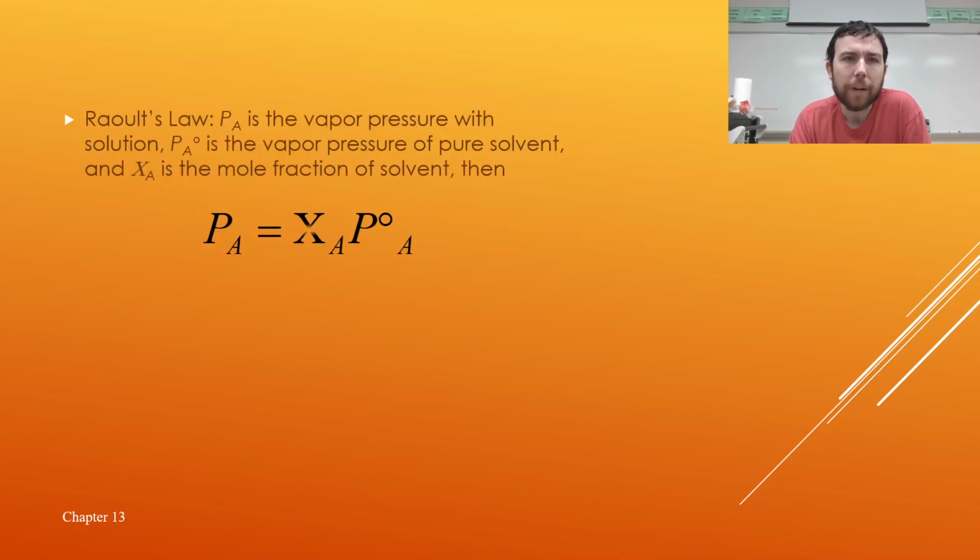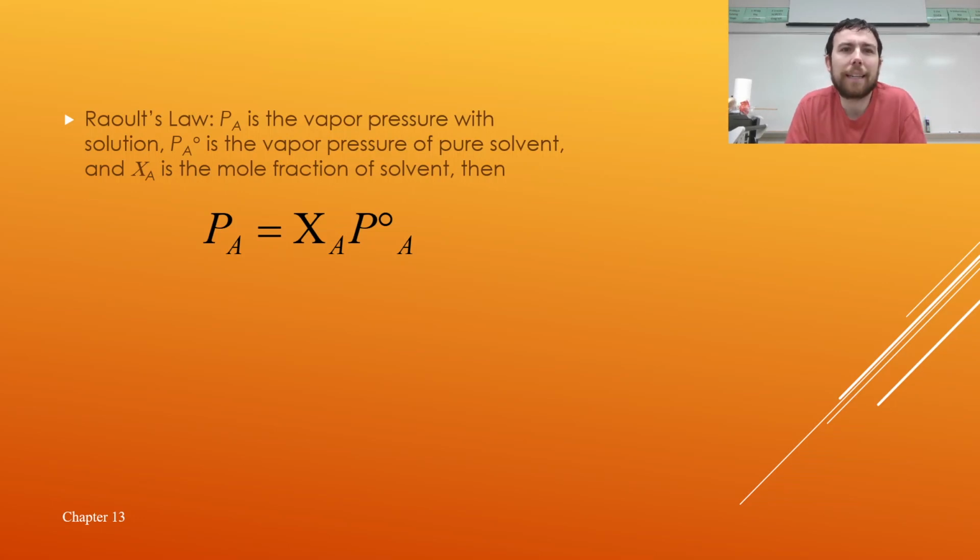Now, this is all regulated and related through Raoult's Law. And so Raoult's Law communicates that P_A, the vapor pressure of the solution, P_A naught is the vapor pressure of the pure solvent, and X_A is the mole fraction of the solvent. Then you can figure out the vapor pressure of the solution, P_A, with the following expression. You've got the mole fraction multiplied by the vapor pressure of the pure solvent, right?